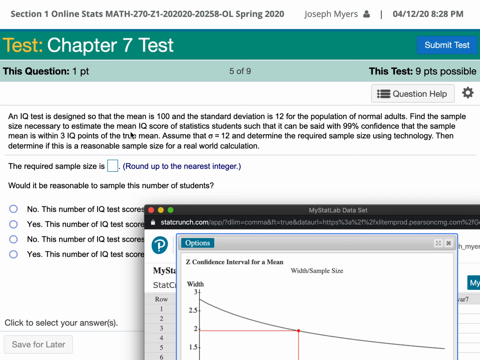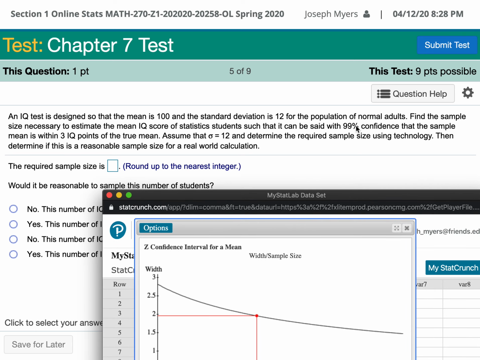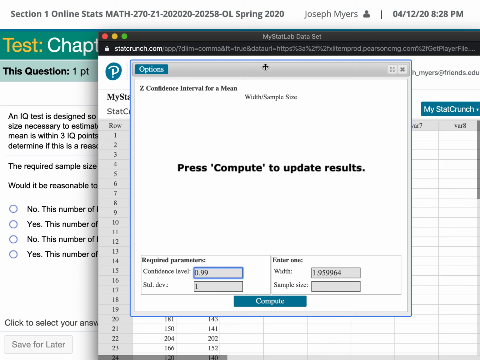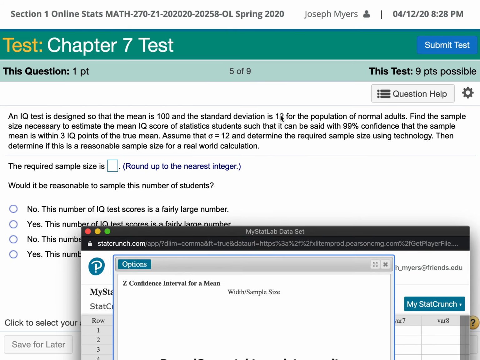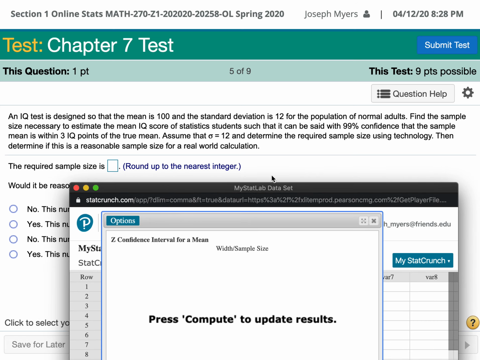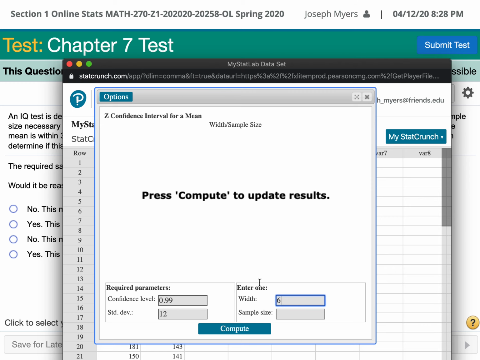So find the sample size necessary to estimate. Okay, so let's go ahead and do this in, let's say, 99% confidence level. So we're going to type that in right here, 0.99. And the standard deviation, it says, is 12. And we want to estimate the mean IQ score so that it's within 3 possible points. So it could be 3 points too high or 3 points too low. So that's a total width of 6 points. So the width is going to be 6 points.